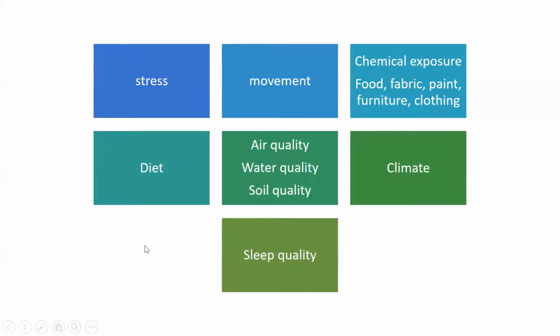So all of these have an impact on us, and we have to make sure that we are taking the bad aspects to a minimum, and increasing, let's say, the sleep quality, improving our climate, improving our air, water, and soil quality, eating a healthy diet, saying no to stress, moving more, and opting for eco-friendly materials.